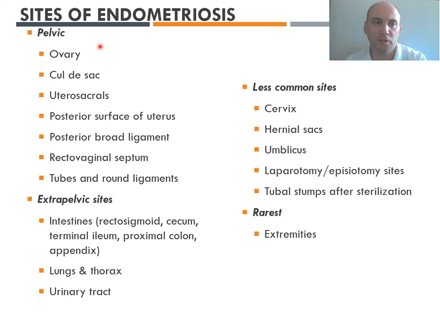The localization can be in the pelvic region: ovary, cul-de-sac, uterosacral ligaments, posterior surface of the uterus, posterior broad ligament, rectovaginal septum, tubes and round ligaments. Extrapelvic sites include intestines, rectosigmoid, cecum, terminal ileum, proximal colon, appendix, lungs and thorax, and urinary tract. Less common sites are the cervix, hernial sacs, umbilicus, laparotomy and episiotomy sites, tubal stumps after sterilization, and others.